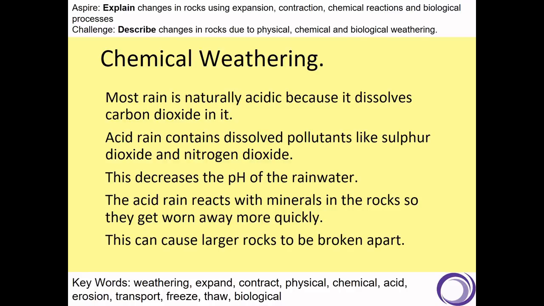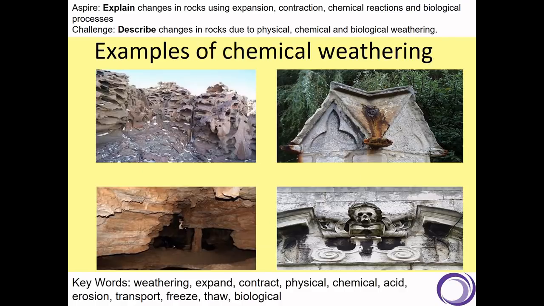And over time, it can cause larger rocks again to be broken apart, where rocks have been eroded away, cracks form, and other types of weathering can contribute to this as well. So these are some examples of things that have been chemically weathered. On the right hand side, you can see some statues and carvings on around buildings and gravestones, as I've mentioned. And on the left hand side, you can see some chemical weathering of natural phenomena.